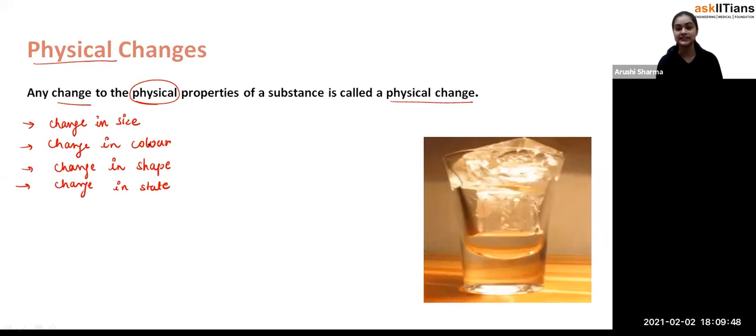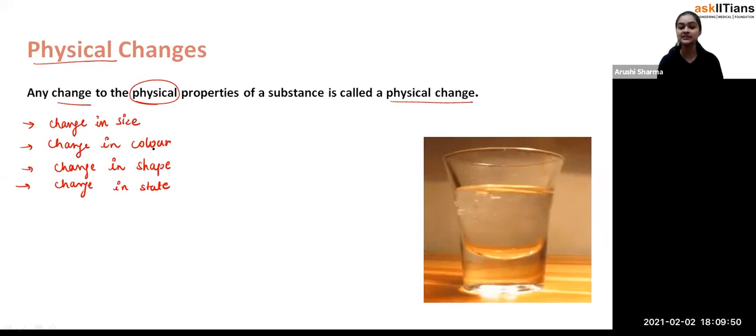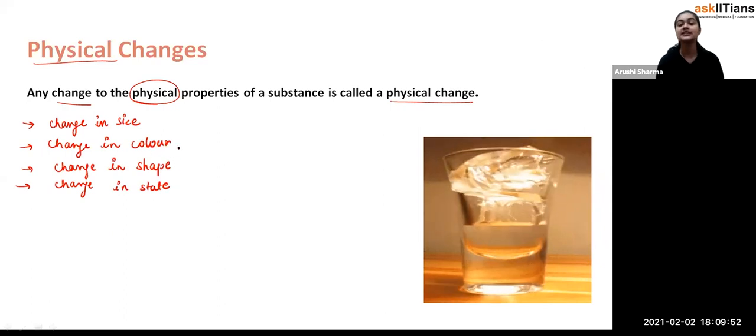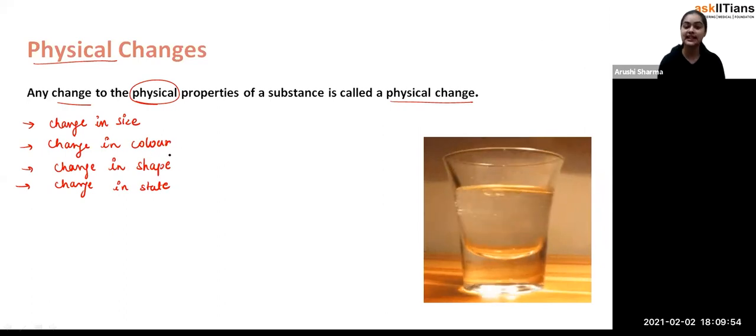See, students, change in color: maybe sometimes you will see that the color is going to be changed and you can reverse that thing. So we'll see how all these things are going on. First of all, if you can see in this picture, this glass contains one ice cube.